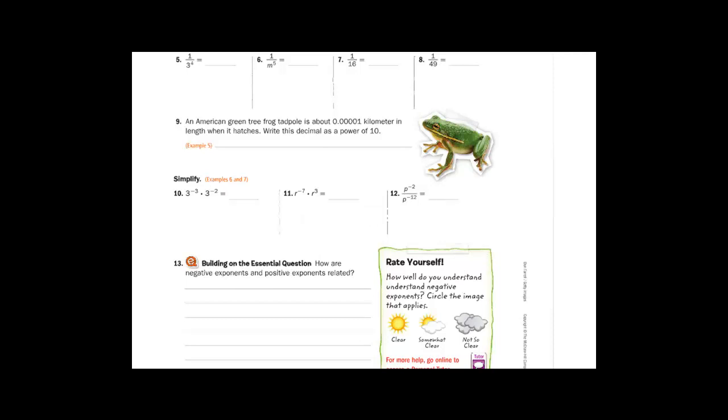Add the exponents. 3 to the negative 5th power. 3 to the negative 5th, 1 over 3 to the 5th. R to the negative 4th, because I'm adding exponents, 1 over r to the 4th. Last one, negative 2 minus a negative 12, plus, that would be p to the 10th power. Okay, any questions? Let me know tomorrow.